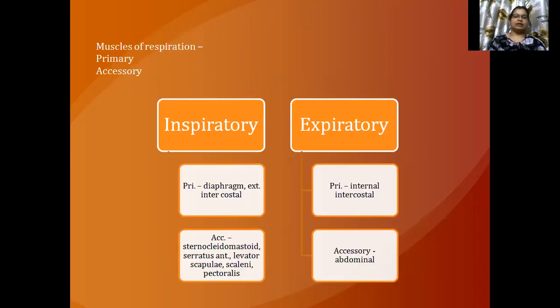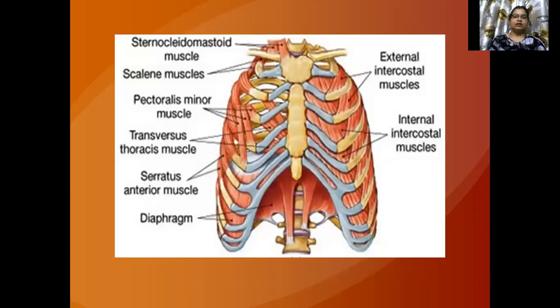There are muscles of respiration, of 2 types, primary and accessory. Primary muscles are involved in normal quiet respiration, and accessory muscles are involved in forced respiration. Inspiratory primary muscles are the diaphragm and external intercostal muscles, and accessory inspiratory muscles are sternocleidomastoid, serratus anterior, scalene, and pectoralis muscles. Expiratory primary muscles are the internal intercostals, and the accessory are abdominal muscles. Then there is a diagram showing the different muscles involved in respiration.